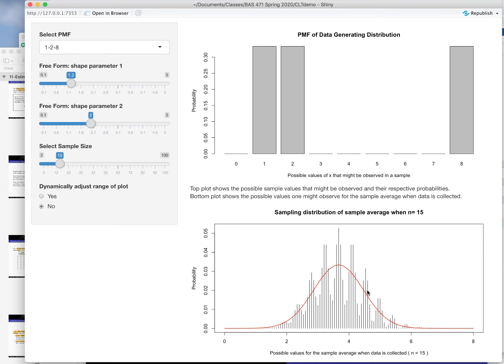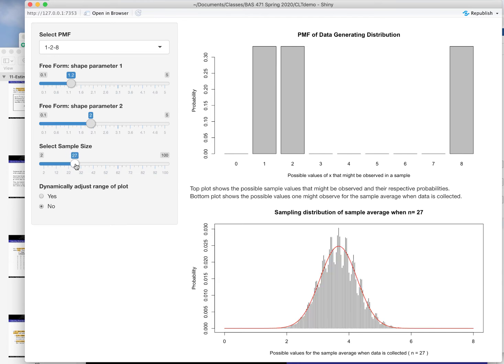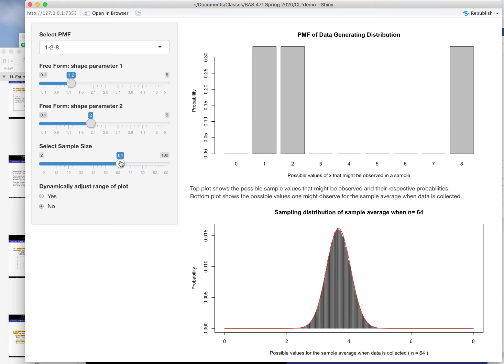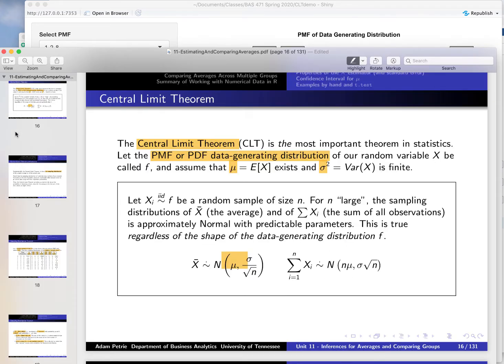What the central limit theorem is talking about is what happens to the shape of the sampling distribution of the possible sample averages as I start increasing my sample size, as I start thinking about samples with increasingly more values. And let's just see what happens. As I increase the sample size from 15 to say 27 here, considering all possible ways I'd collect values of 1, 2, and 8 for samples of size 27, what happens is that the shape of the sampling distribution of the possible sample averages starts to look more and more like a normal distribution. And in fact, that's what this red curve is. This red curve is the normal distribution based on the central limit theorem.